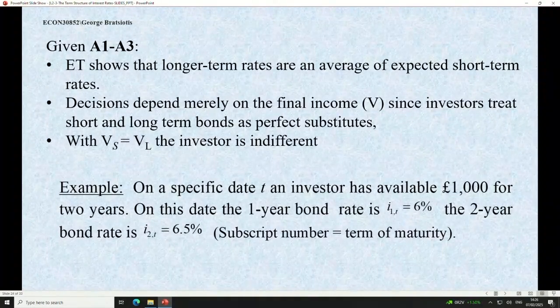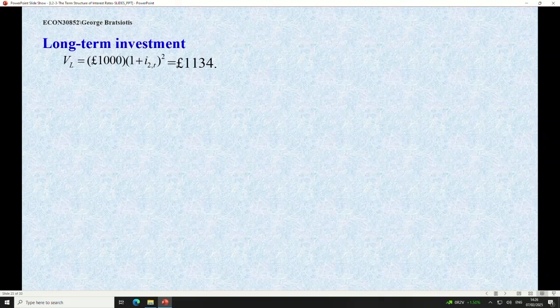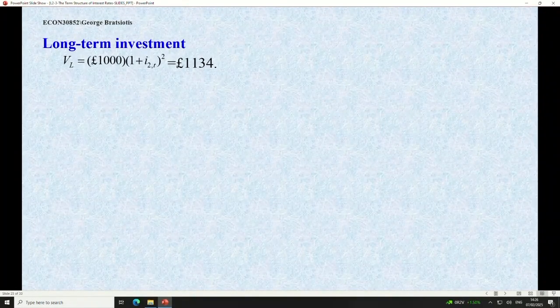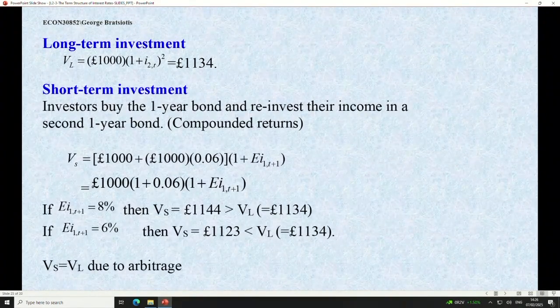So this theory begins from here, that if I start with a value of 1,000, 1 plus, because this is the gross interest rate you will receive, if the rate on the 2-year is 6.5%, I will receive 1,134. Alternatively, I can reinvest in two 1-year bonds, exactly the same amount. And the assumption here is that you reinvest everything, even the interest payment, so you get the compound interest payment.